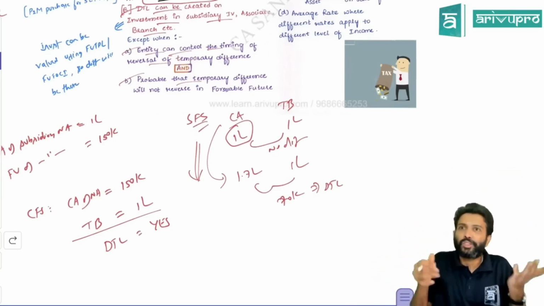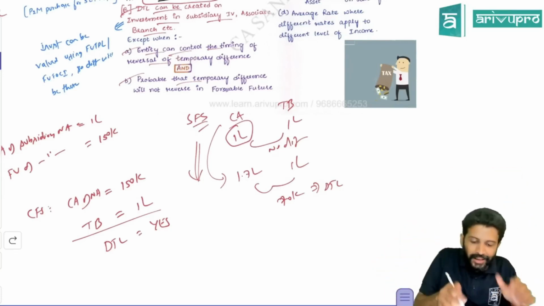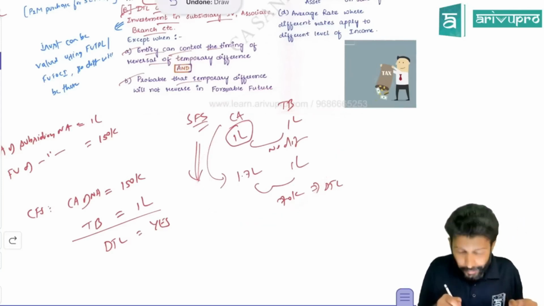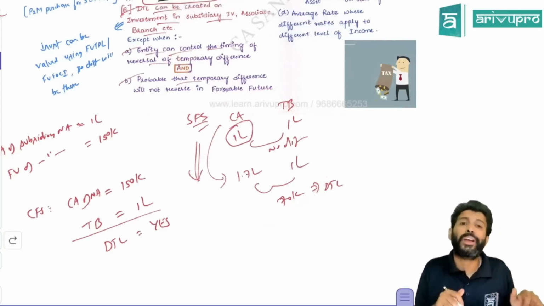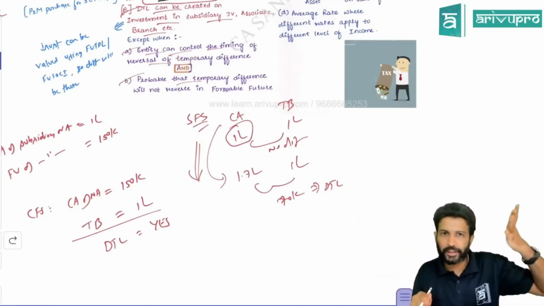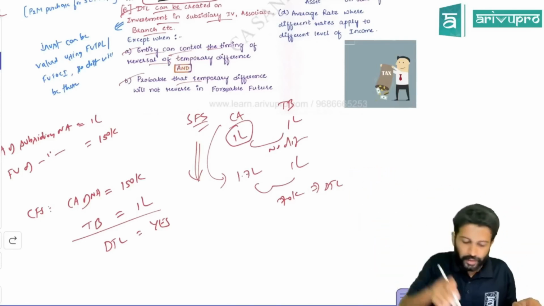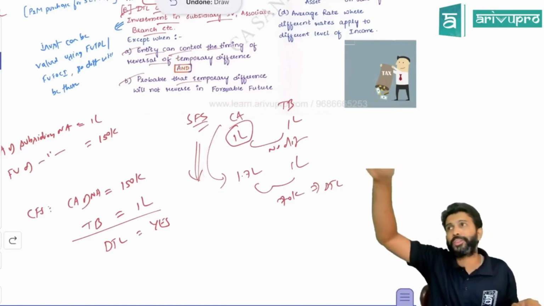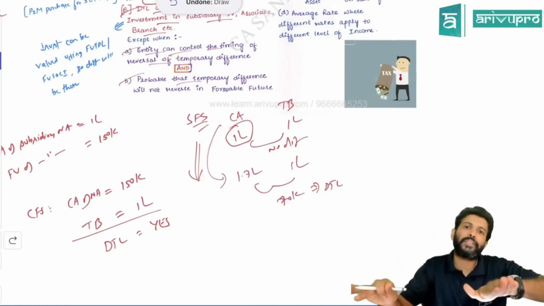So that means, sir, the parent company can easily control this difference. Why? If the parent company tells the subsidiary company to pay the dividend, then the fair value of the investment will automatically come down, because the subsidiary's net assets will fall. So the fair value of the investment also will fall.